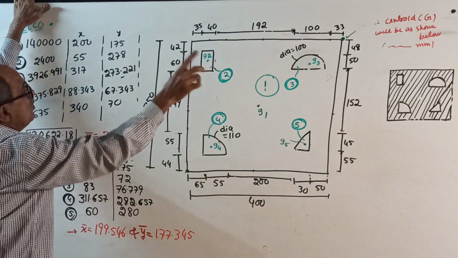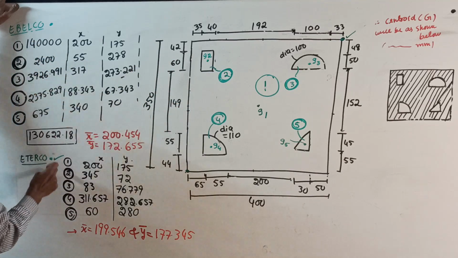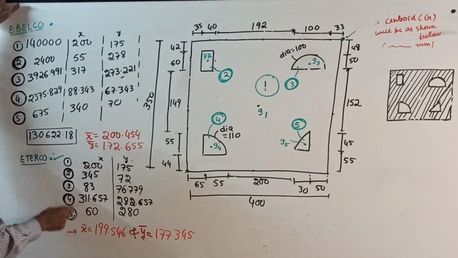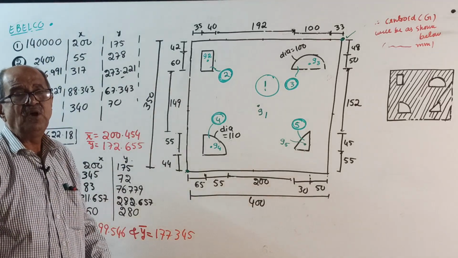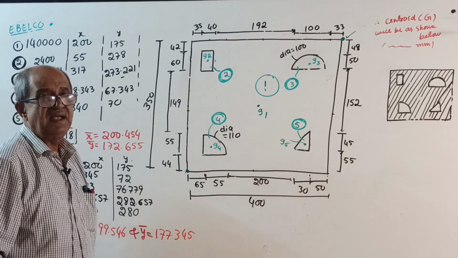When you go for Aterco, areas 1, 2, 3, 4, 5 will remain the same. You are right once again here: A1, A2, A3, A4, A5. I am not writing them because the area remains the same, but X and Y will change.